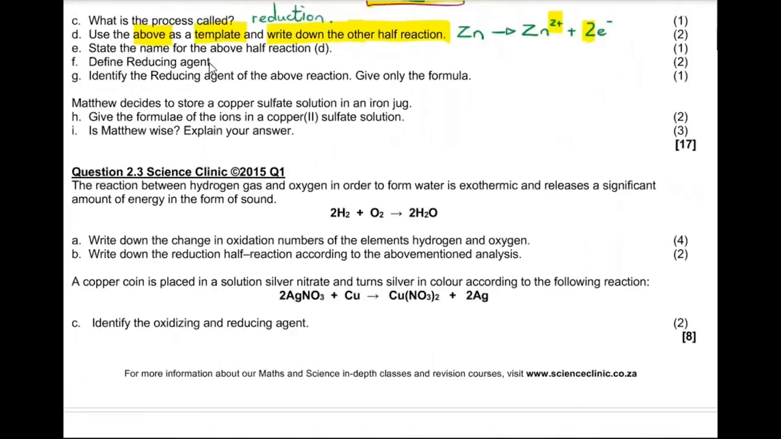Right. E, state the name for the above half reaction. So we know that that is now our oxidation half reaction.